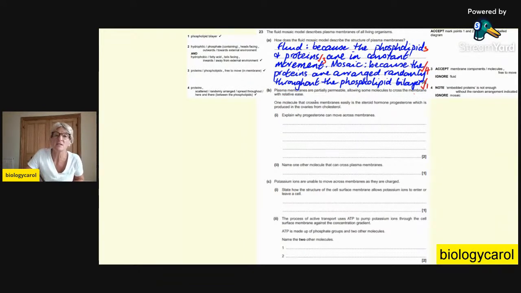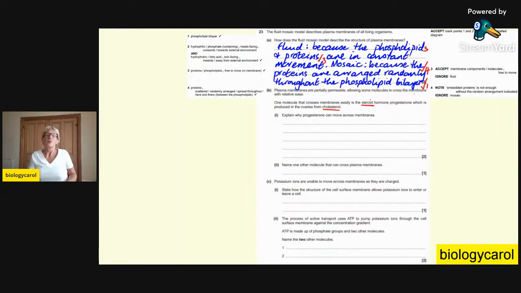B, plasma membranes are partially permeable, allowing some molecules to cross the membrane with relative ease. One molecule that crosses membranes easily is the steroid hormone progesterone. You should remember, here's the clue, which is produced in the ovaries from cholesterol. There's another clue. Explain why progesterone can move across membranes. So here is your clue, steroid, and it's made from cholesterol.